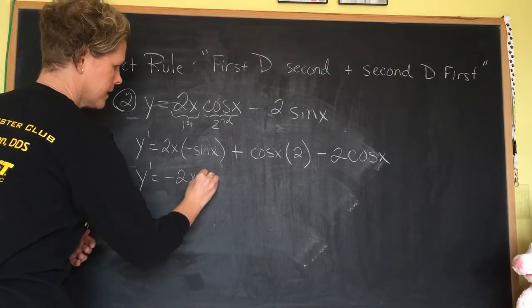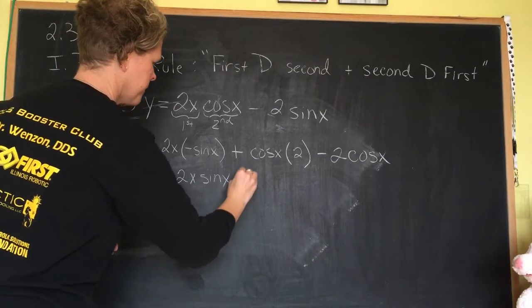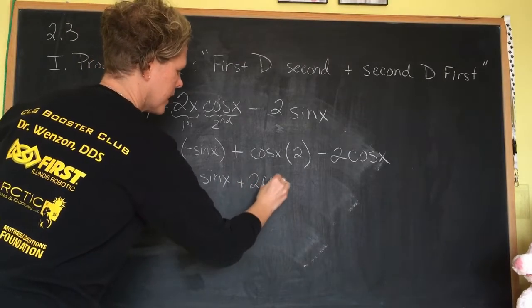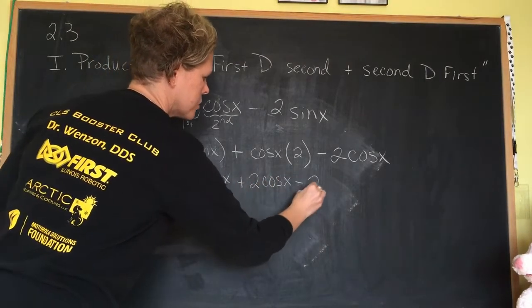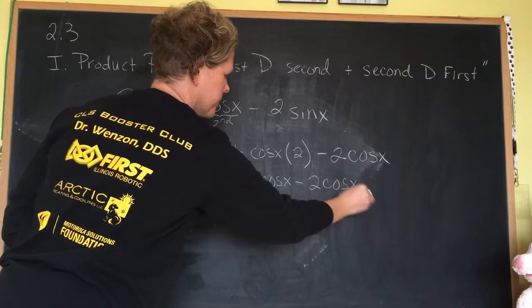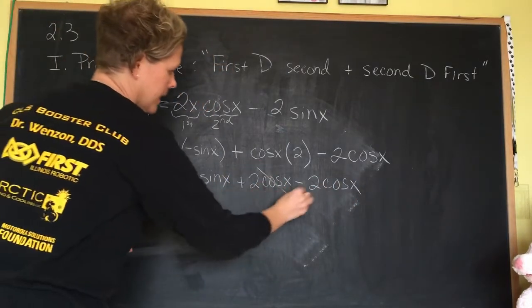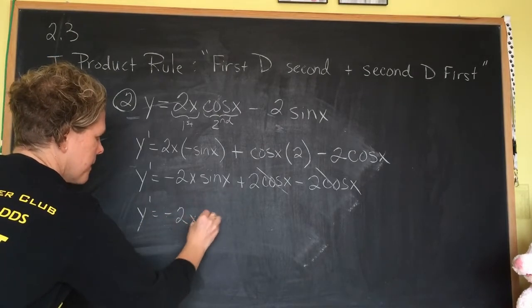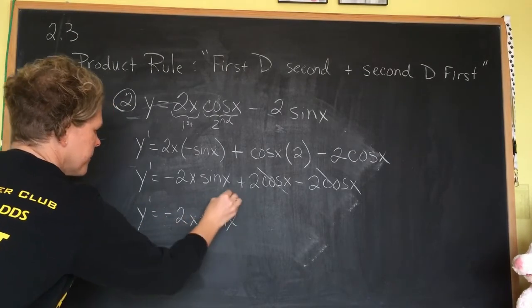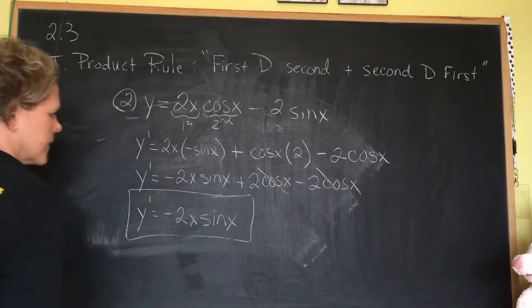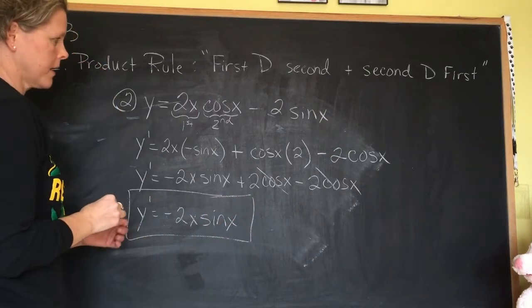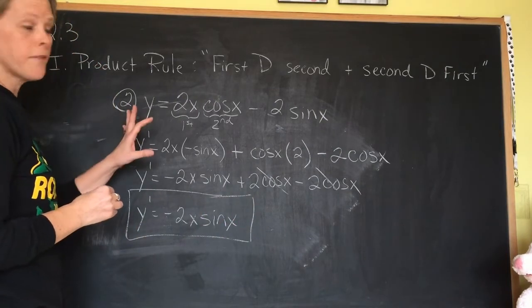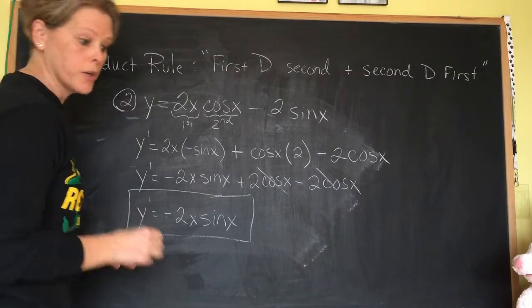Negative 2x sine x plus 2 cosine x minus 2 cosine x. So then that cancels. So my derivative is negative 2x sine x. All right, that's it for product rule. Stay tuned for part 2.